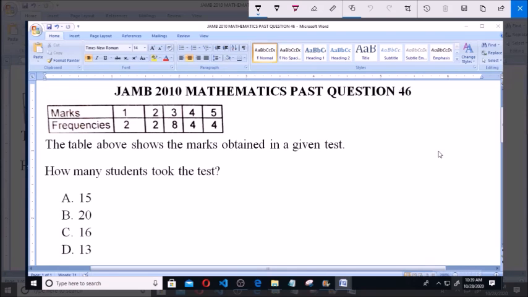I will be answering JAMB 2010 Mathematics Past Question 46. The table above shows the marks obtained in a given test. How many students took the test? Option A says 15, option B says 20, option C says 16, and D says 13.